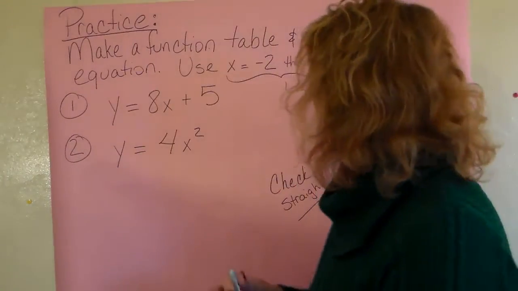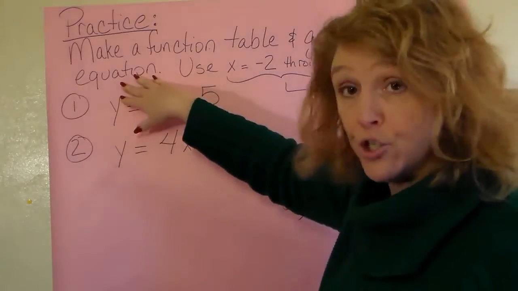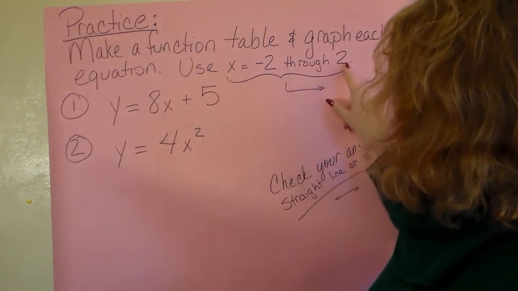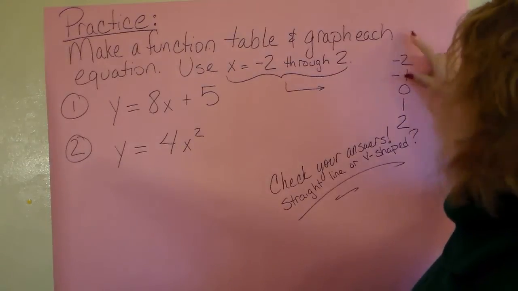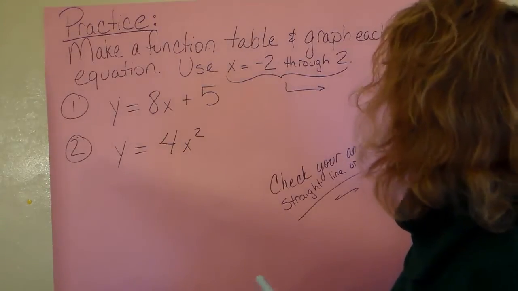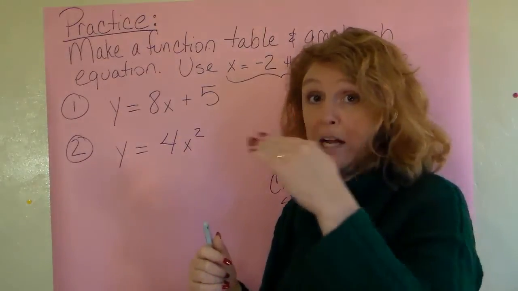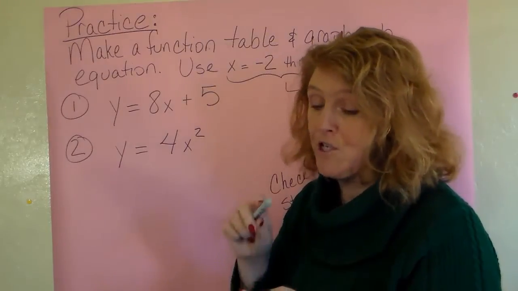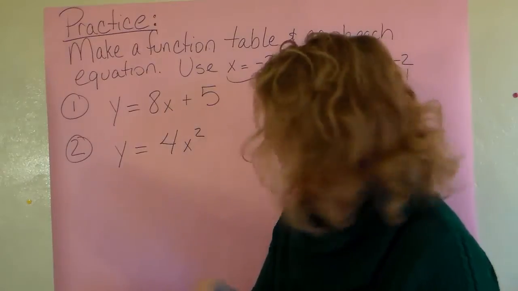So here we are at practice. You are going to make a function table, and you are going to graph each equation. You are going to use x equals negative 2 through 2. We did 2, 1, 0, negative 1, negative 2. It doesn't matter what order you do them in, as long as you get those five. All I'm doing is giving you the rules, and you have to go through all the steps. Make a function table using your rules, fill it out, come up with your points and ordered pairs, and then make graphs, okay?